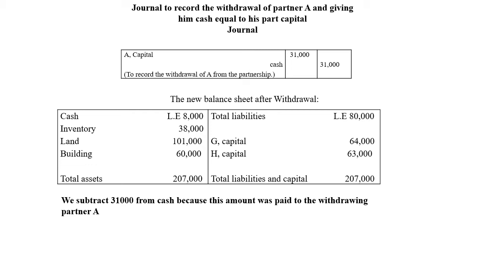If he's getting assets more or less than his equity, then we are not in case 1. In case 1, the partner withdrawing will be getting assets equivalent to his equity. And that's the case that we just explained. Let us go to the next exercise.